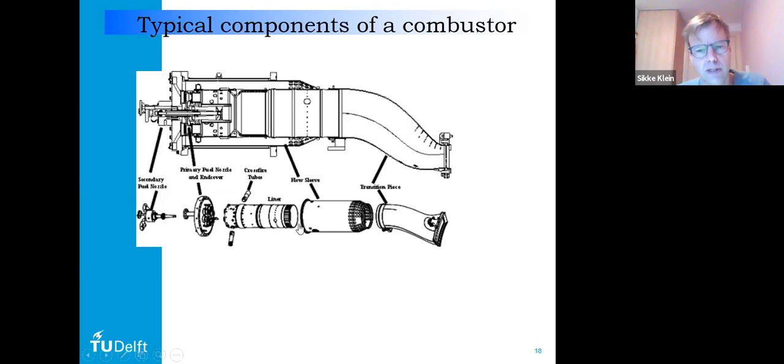So if you look at this one, this liner is inside the flow sleeve. Then you have the end cover, and then it goes into a transition piece. The transition piece is the transition between the combustor and the turbine. And all these pieces have to be cooled. For example, the combustor liner is cooled by the co-flowing air. For the transition piece, you also have to apply some cooling, like with thermal barrier coating and things like that, discussed in last classes by Vera.